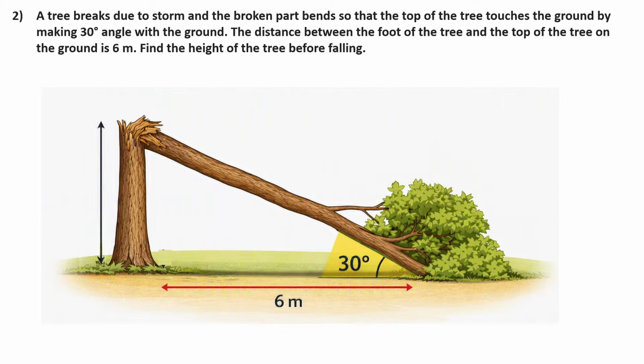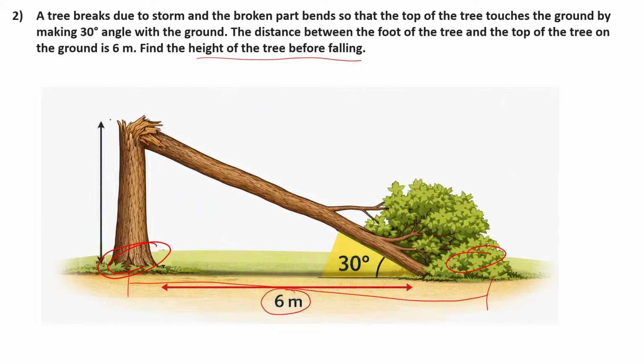All right. Now you see in the photo, you have 6 meters red color line representing the distance between the foot of the tree and top of the tree. Here, this is the foot of the tree and this one is the top of the tree. The distance between foot of the tree and top of the tree is given as 6 meters. So we need to find the height of the tree before falling down.